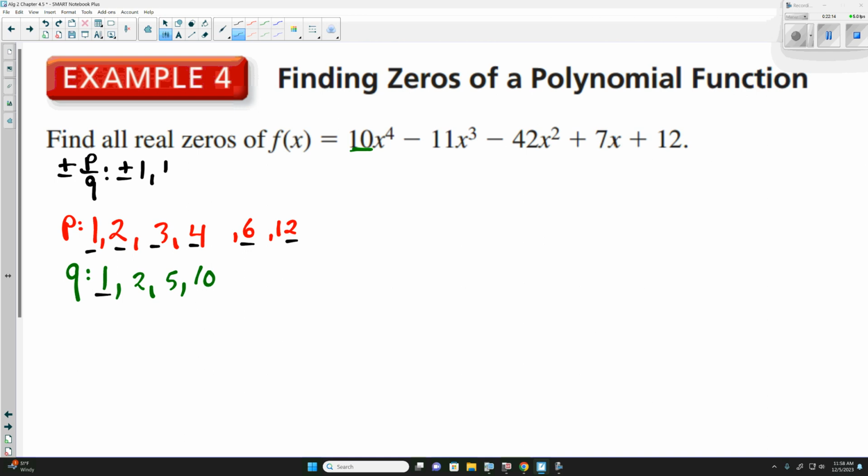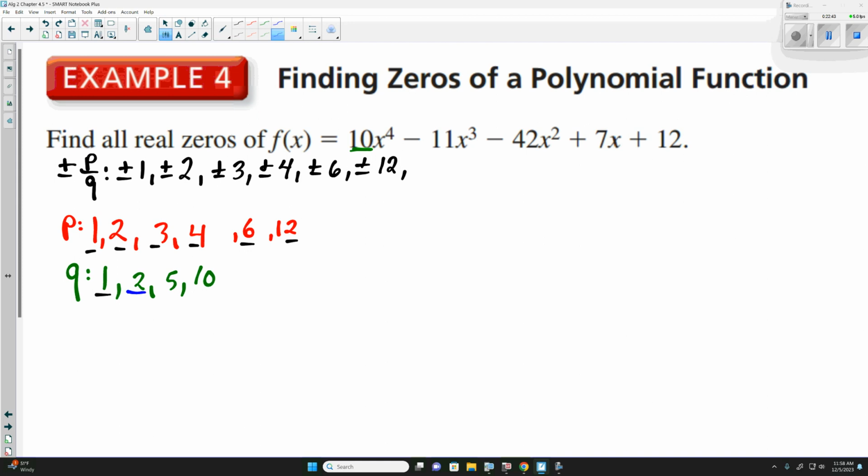Just like the last one, 1 divided by 1 is 1. 2 divided by 1 is 2. 3 divided by 1 is 3. 4 divided by 1 is 4. 6 divided by 1 is 6. And 12 divided by 1 is 12. So whenever we do our first division, the division with 1, we just get all the values of p back.